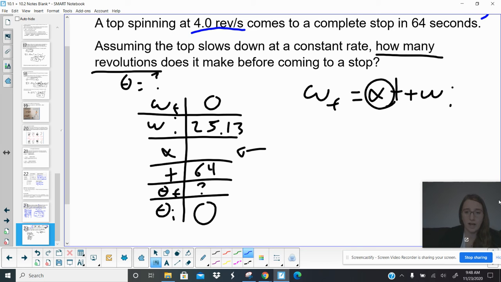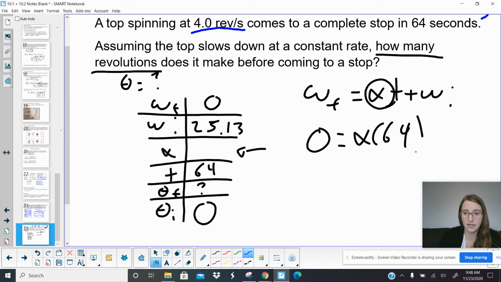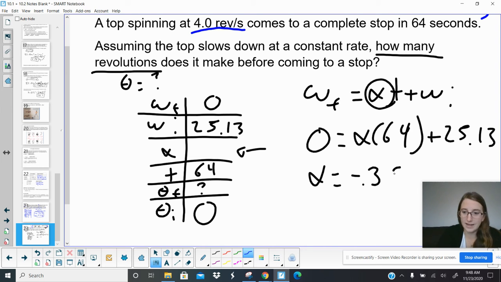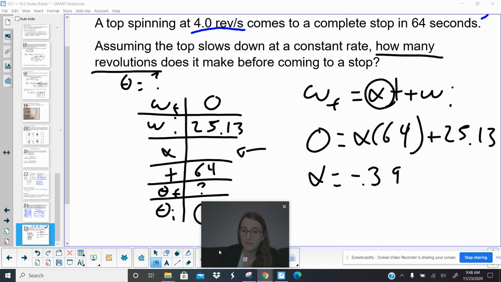Okay, so let's see. We've got a 0 here for final. We're looking for the acceleration. We got time of 64 seconds plus 25.13 for our radians. So solving this, you should have gotten negative 25.13 divided by 64. So we should get an angular acceleration of negative 0.39. And again, this is in radians per second squared.